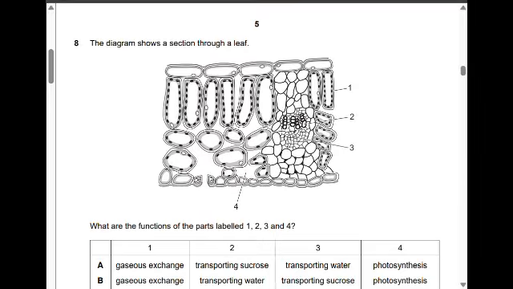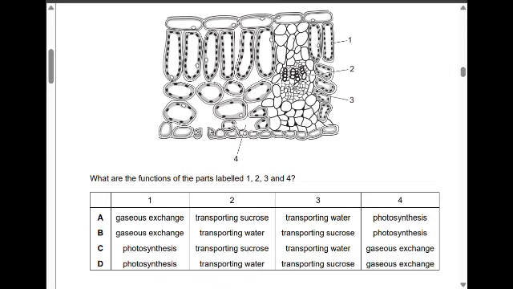Now the diagram shows a section through a leaf. Now this diagram you need to memorize the parts and its functions. So what are the functions of the parts labeled 1, 2, 3, and 4? 1, as you can see, is pointing towards the chlorophyll, which we discussed earlier in question 1, which is responsible for the photosynthesis of a plant cell. So we have option C and D as correct potential answers.